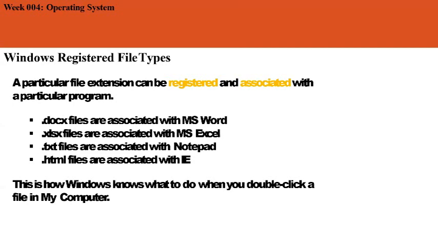And then if that is TXT, that is associated with the Notepad, and HTML, that is associated with the Internet Explorer, or that is a web page file. So that HTML files. So this is how Windows knows what to do when you click or double click a file in your My Computer. So of course, when you double click a file with an extension name of .docx, automatic na i-open niya yung file doon sa MS Word. So ganyan kagaling yung ating computer.